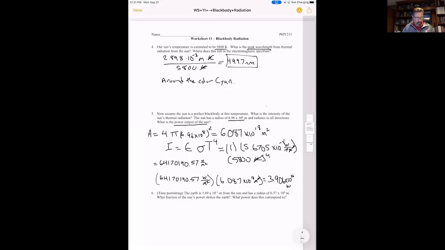I think for power we got 3.91 times 10 to the 26 watts. Yeah, exactly. Doing exactly the same calculation, figuring out what intensity was. There it is: epsilon times sigma times T to the 4th. They got that intensity, and then they multiplied by the surface area of the sun to get 3.9 times 10 to the 26 watts.